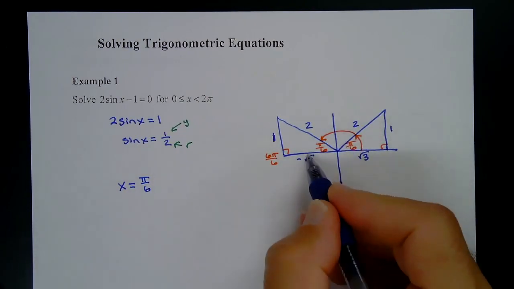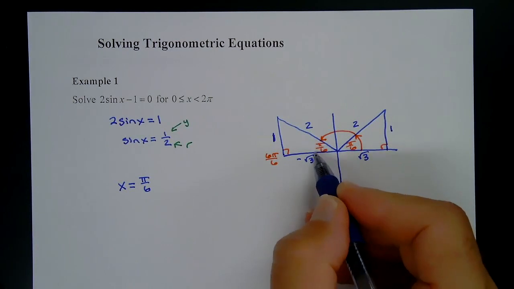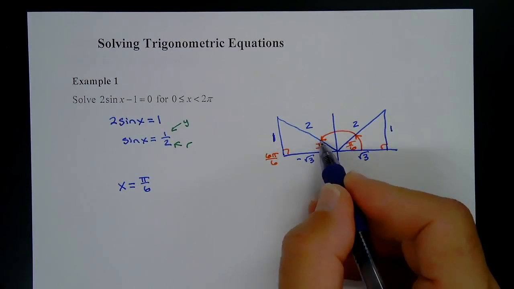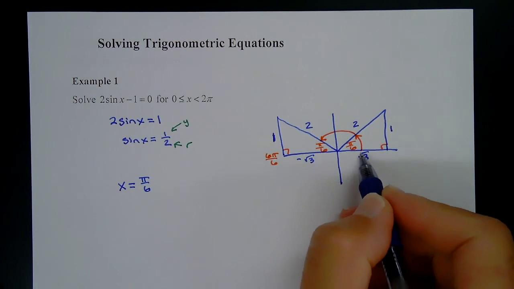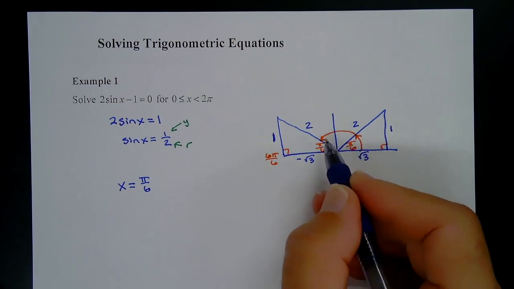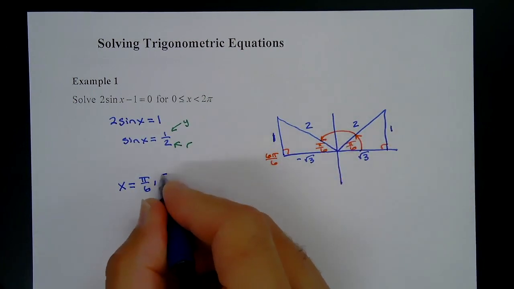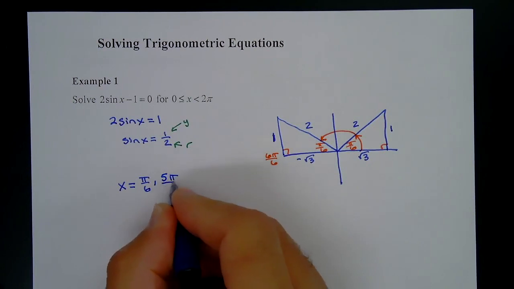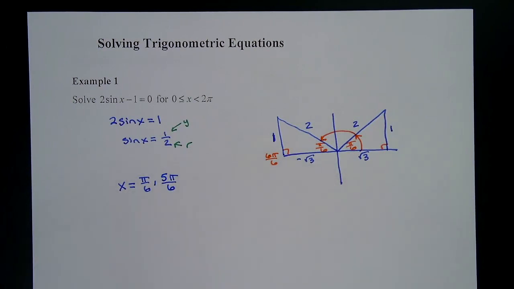Or if I rotate all the way here, that's 6 pi over 6, and I have to back up a little bit. How much do I have to back up? I have to back up pi over 6. So that would make this angle from here to here 5 pi over 6. And that's how you solve a very basic trig equation. There are other, more complicated ones, but we need to know how to solve these really basic ones.